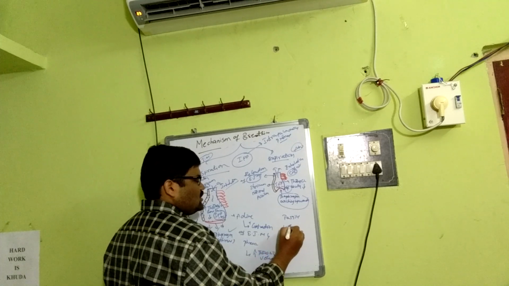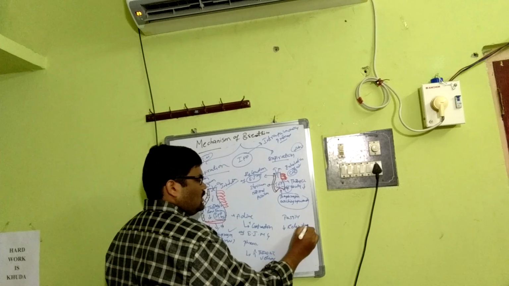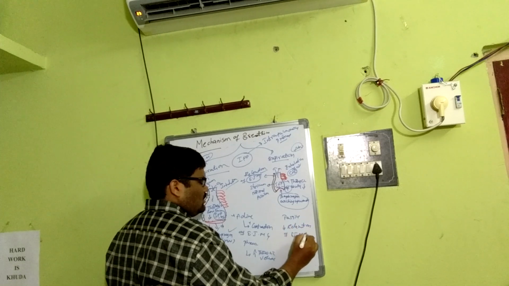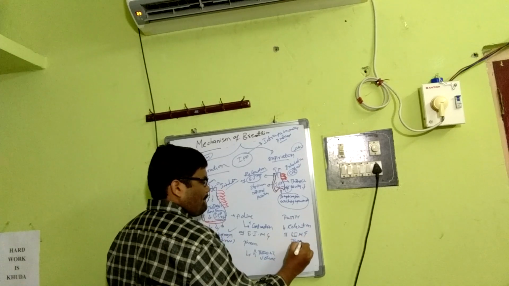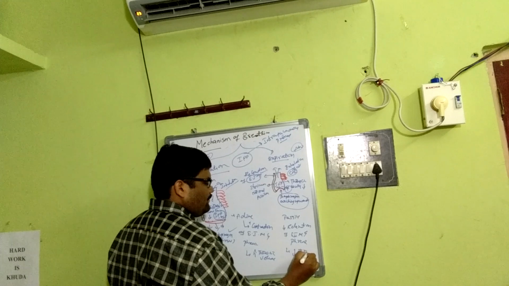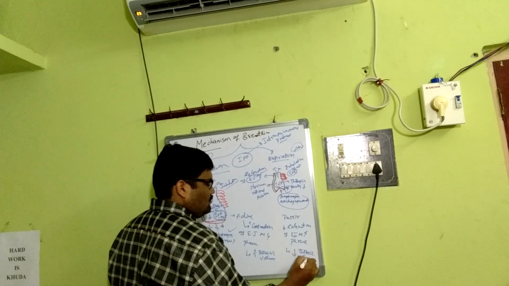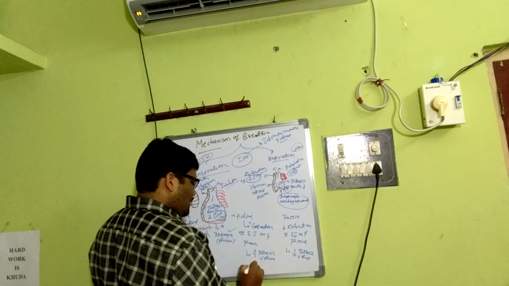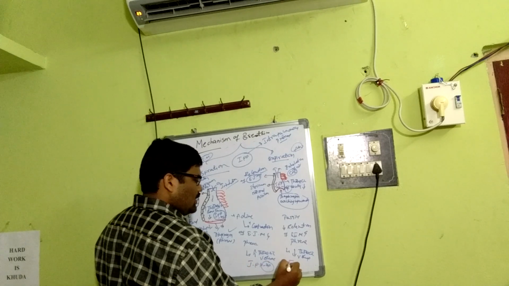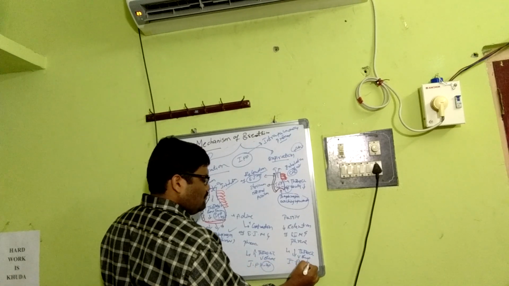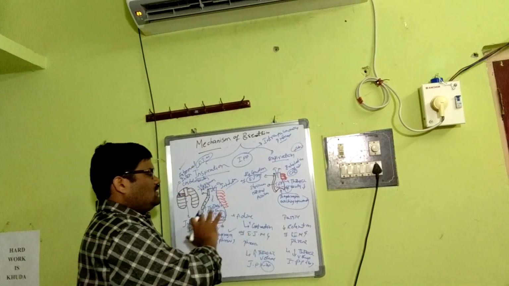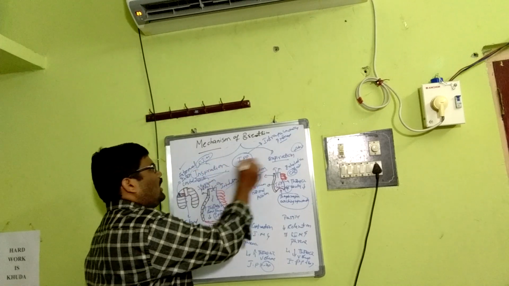Here it is: relaxation of external intercostal muscles and phrenic muscles. Then it decreases the thoracic volume. That means intrapulmonary pressure is positive. In inspiration, intrapulmonary pressure is negative. These are the fundamental differences between the mechanism of breathing, inspiration and expiration.